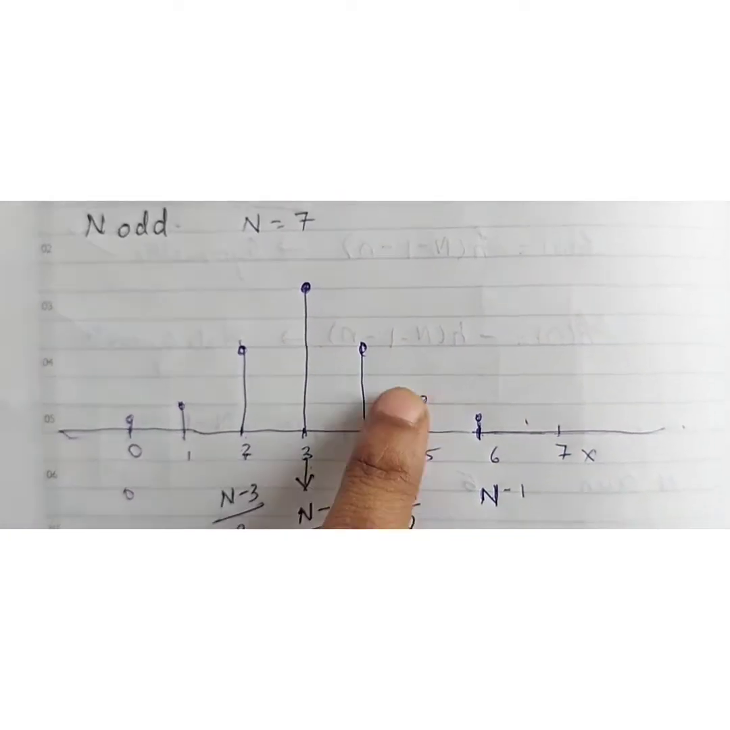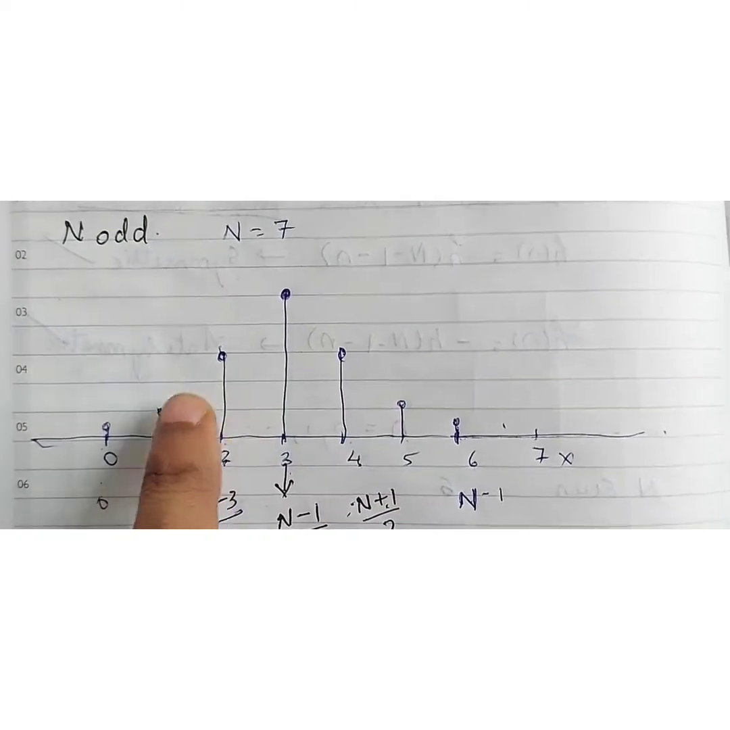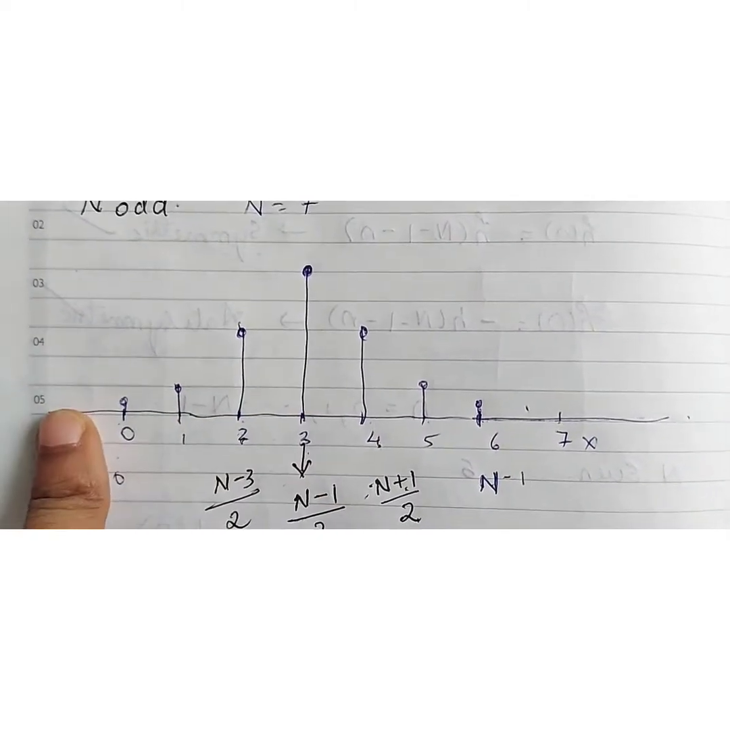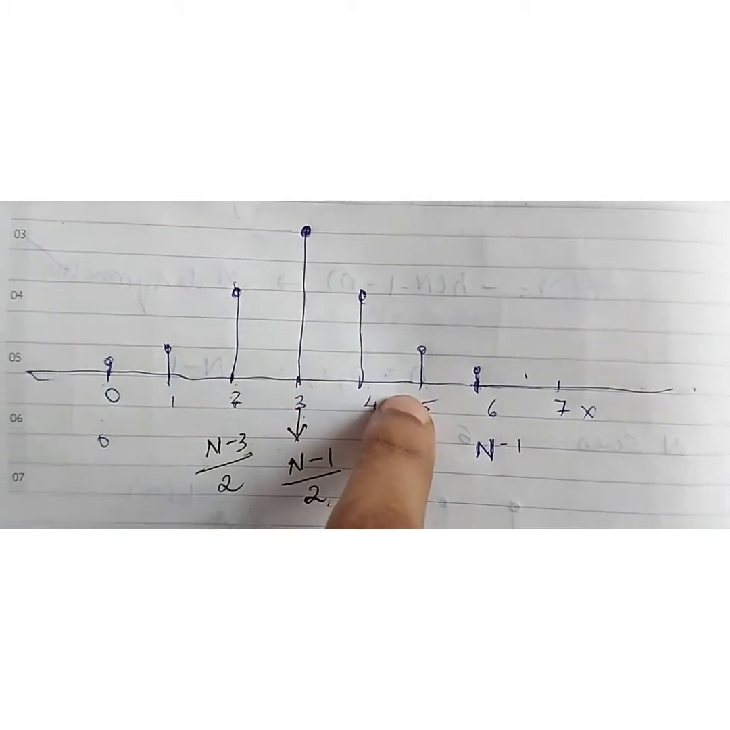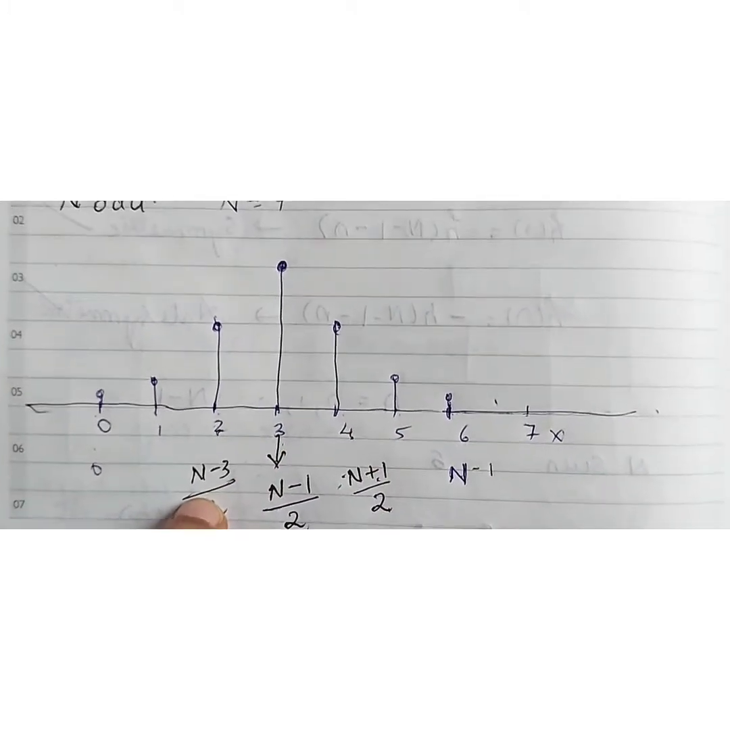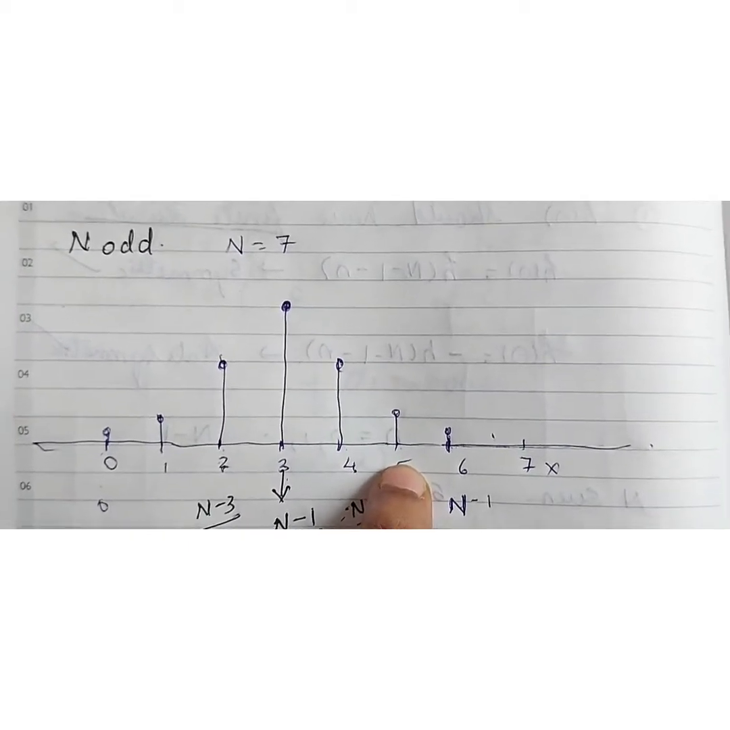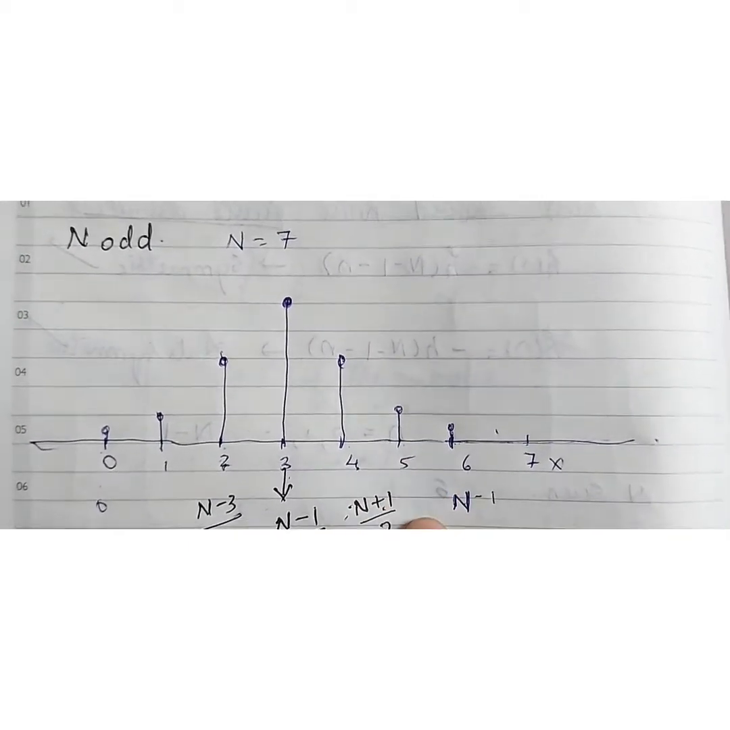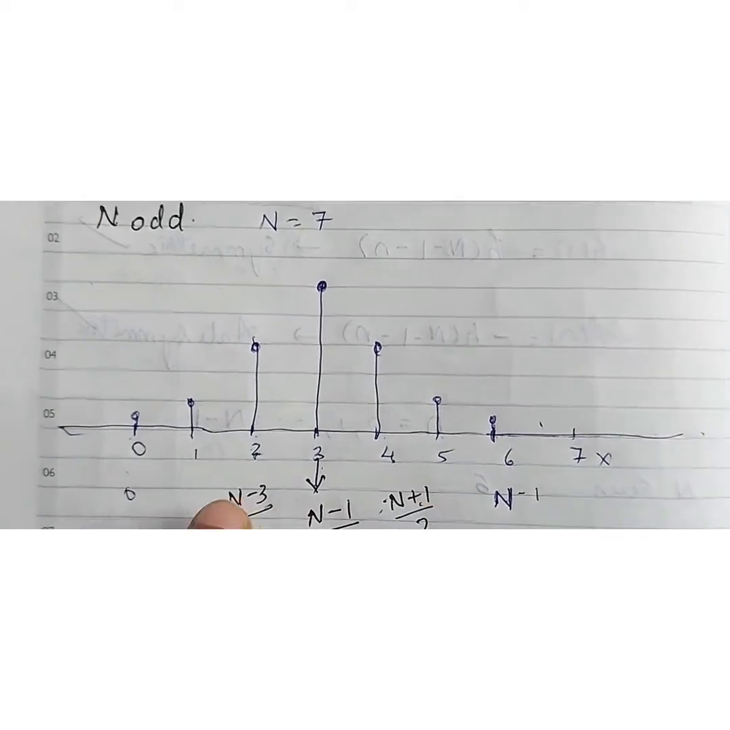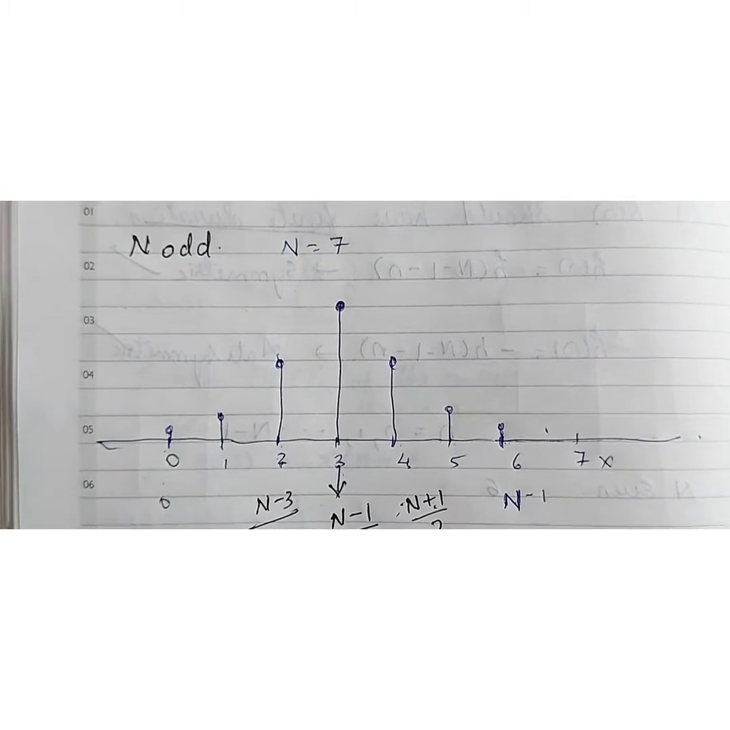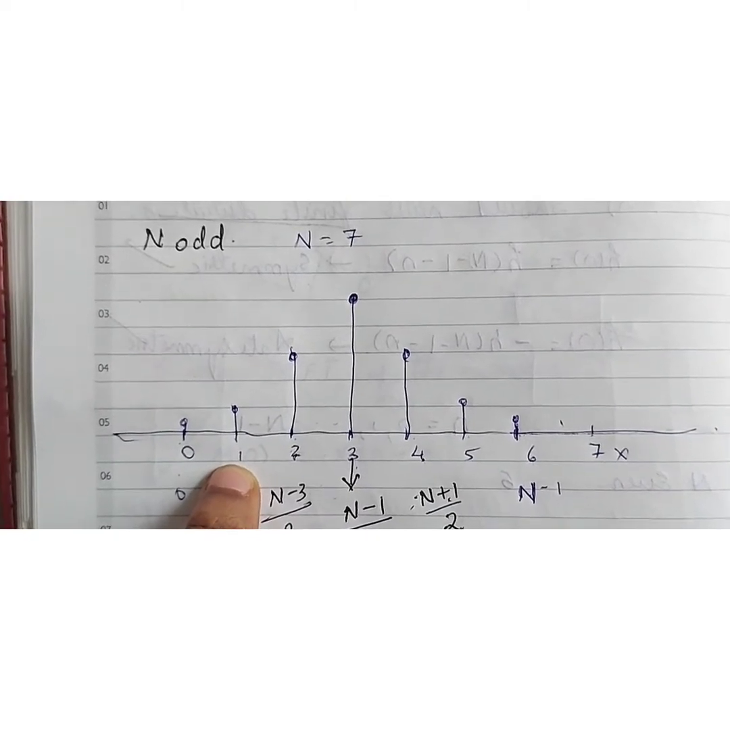In case of N odd, even at the midpoint you will have one sample, and it is symmetric across both sides, the left side and right side. Whatever is the amplitude of the value at 2, the same amplitude holds at 4. That means whatever sample you have at N minus 3 by 2 and at N plus 1 by 2 is the same. How can you write 5? You can write it as N plus 3 by 2, and so on. Here you can write it as N minus 3 by 2. How can you write 1? You can write it as N minus 4 by 2.